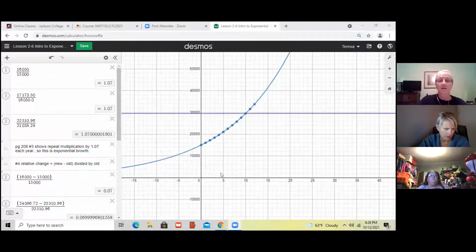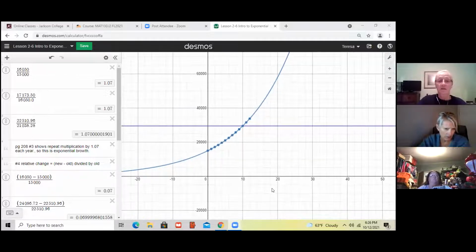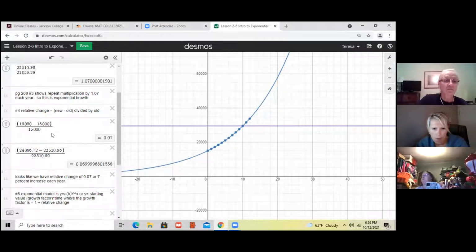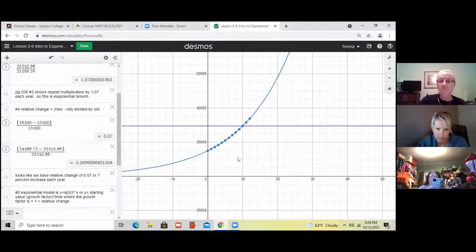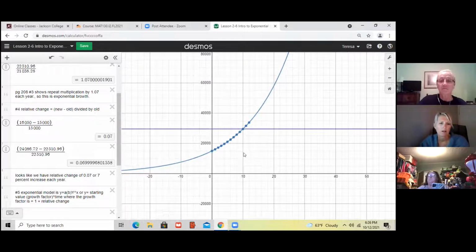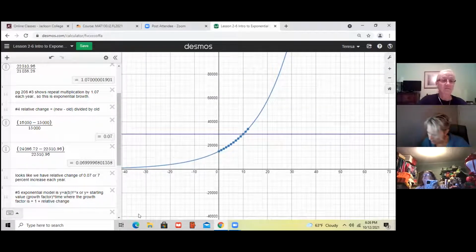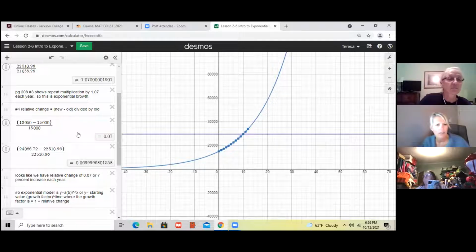Awesome. So right there's your change on the left, your relative change at 0.07. You're going to scroll down and there's your graph. And then number 5 says find the value of the account after 10 years. Did you do that one? Number 5? Yeah, I did.